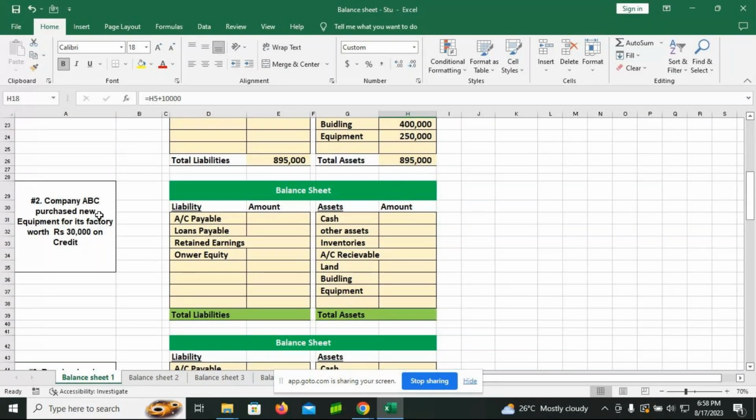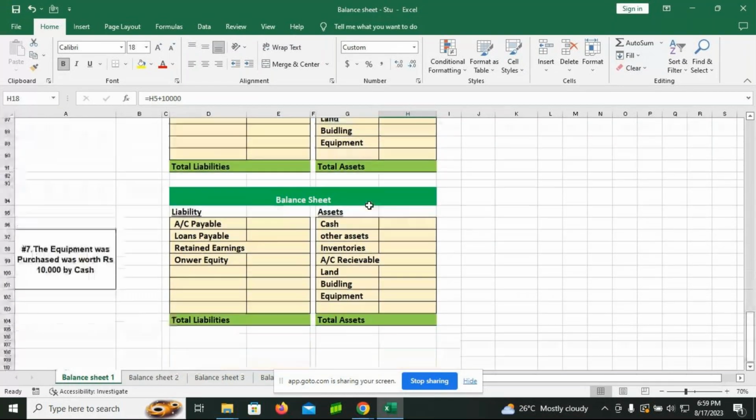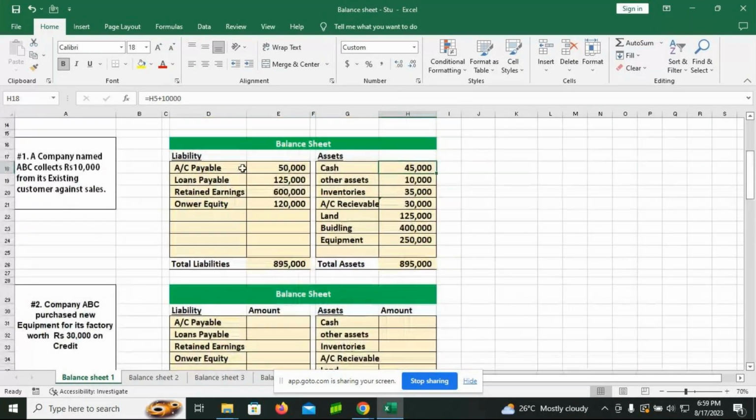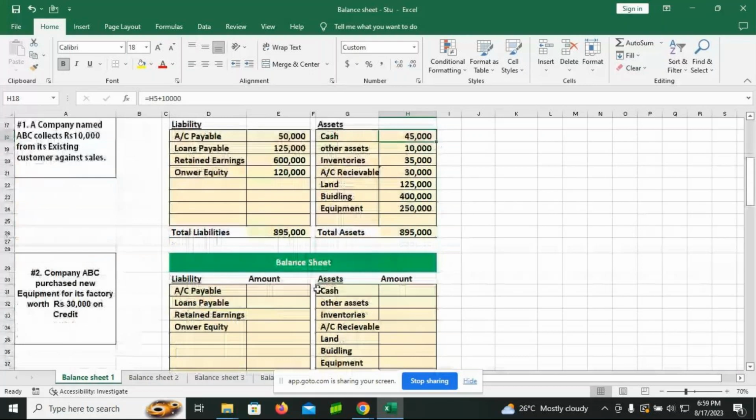So try with the other things. So the same way only, based on the scenarios. See, in the second scenario, company ABC purchased new equipment for its factory, worth rupees 30,000 on credit. So what it has to be done? So try solving this. So there are almost 4, 5, 6, 7 are there. So I'll give you 15 minutes of time. I have solved two things for you. So other things you try it out. I will show it after 15 minutes.